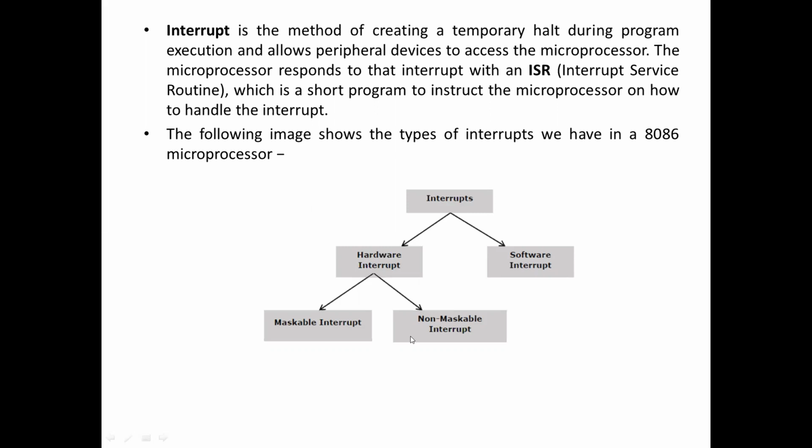In 8086, we have NMI in place of TRAP. TRAP had the highest priority in 8085. In 8086, we have the NMI interrupt. NMI is the non-maskable interrupt for the 8086 microprocessor.